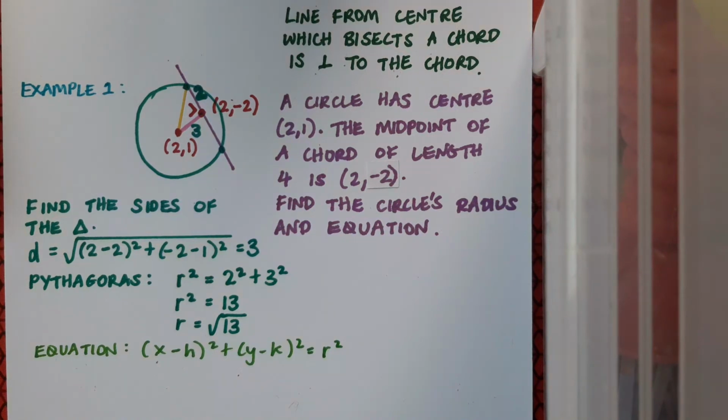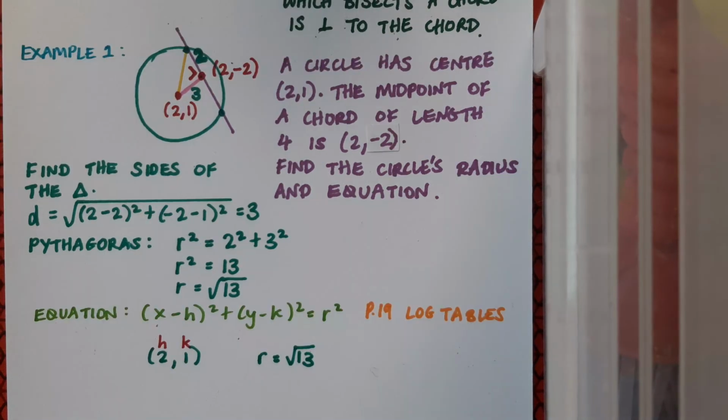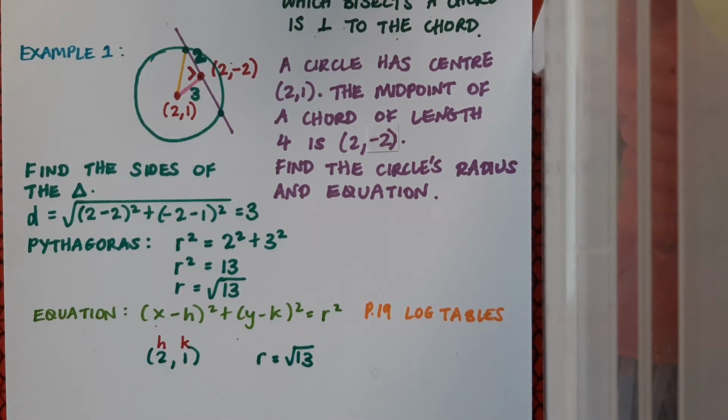So I'll be using this formula, which remember is on page 19 of your log tables. And I'll just make a note of my information before I substitute it in. So my centre is 2, 1 and my radius is root 13. And remember, of course, the centre gets labelled HK, and then I'll just substitute in to get the equation.